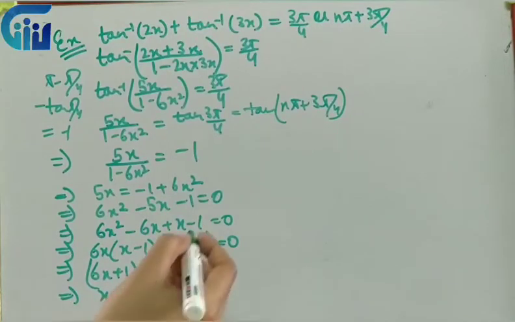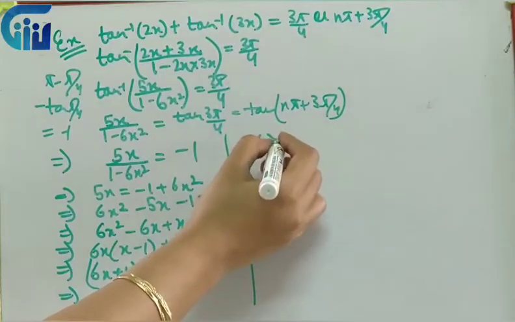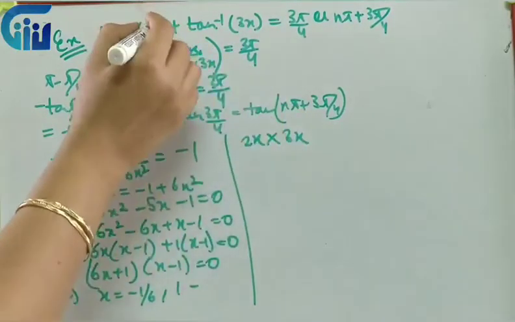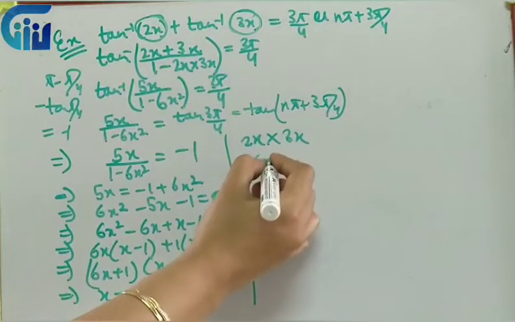So again we have to check the condition. What is the condition that we have to check? X, y. X is 2x and y is 3x. So this is my x and this is my y. So I have to multiply and see whether the result is coming out to be less than 1, because we have applied that formula. So what is it? It is 6x square.